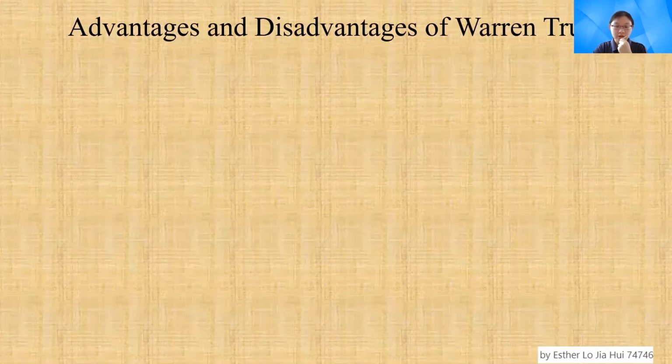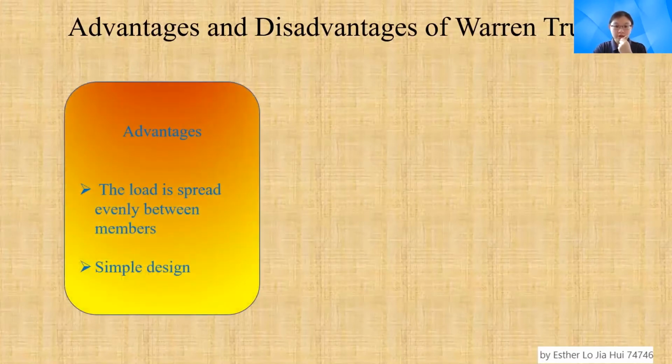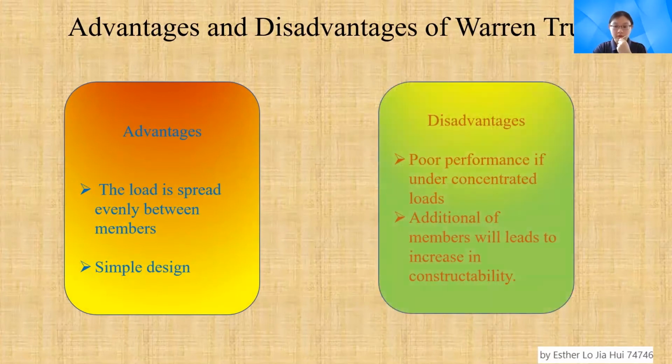The advantages and disadvantages of the wooden truss: for the advantages, the load is spread evenly between the members, and it is a simple design. Therefore, in real life, the construction cost of the wooden truss bridge will be lower compared to other truss designs. Whereas for the disadvantages, it will have poor performance under a concentrated load, and the additional members will lead to increased constructability cost. Thank you.